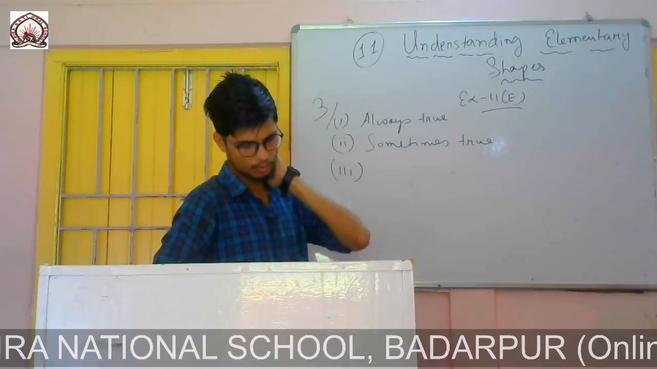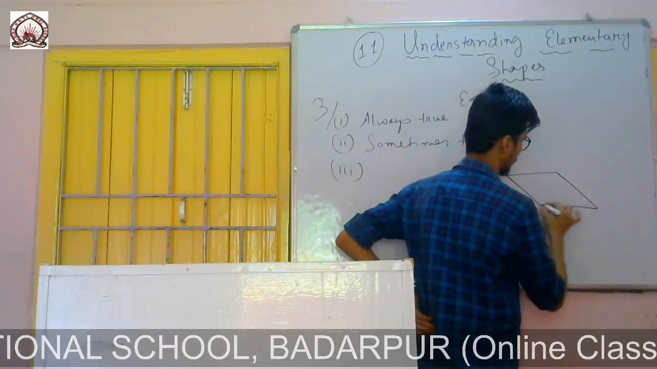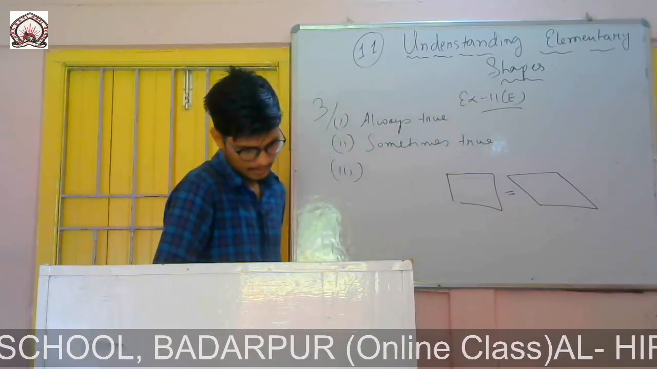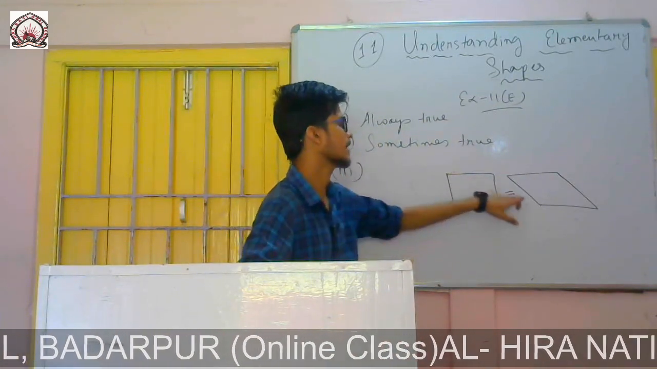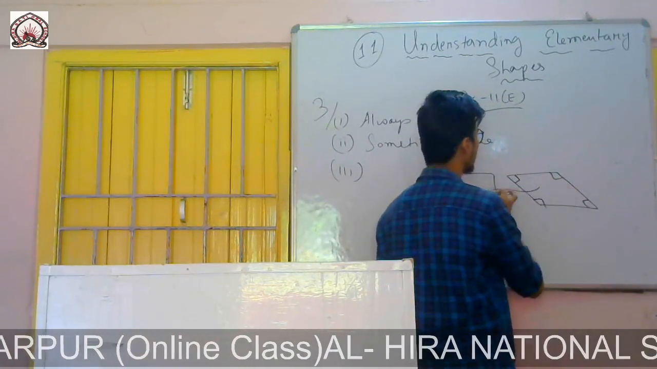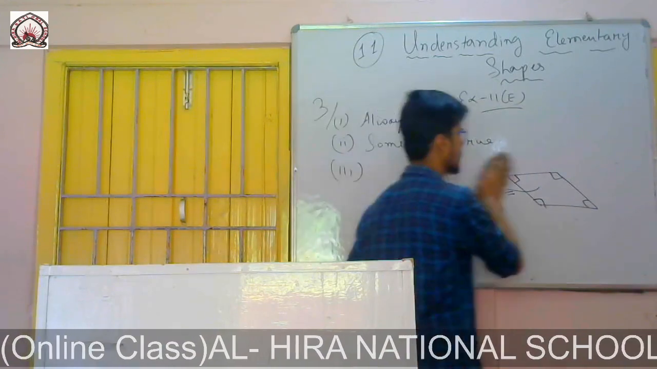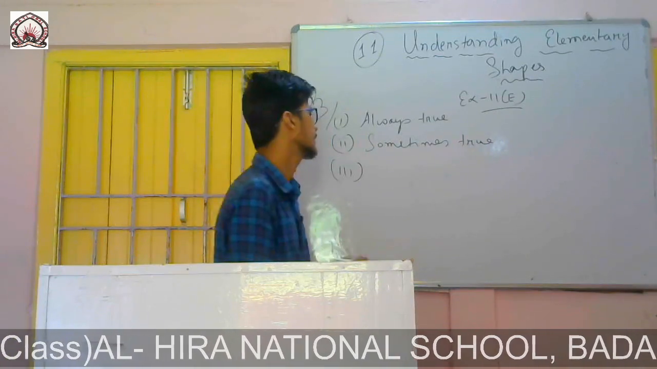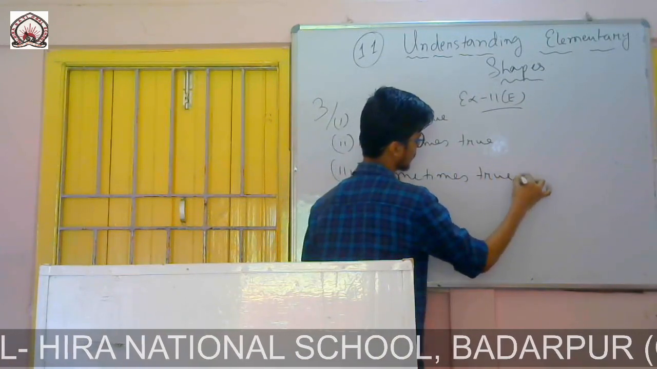A rhombus is a square. This is a rhombus and this is a square. So it says that a rhombus is a square. A rhombus may be a square if all its angles are equal to 90 degrees. If these angles become equal to 90 degrees, then only I can say it is a square. So we can write it as sometimes true.